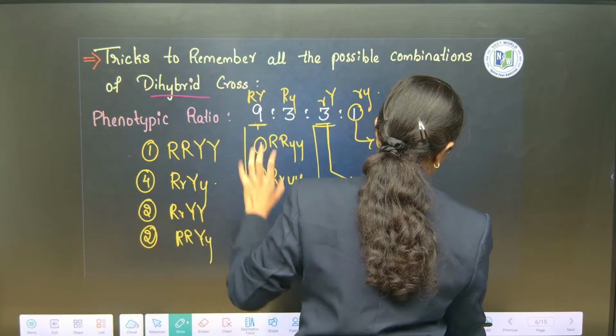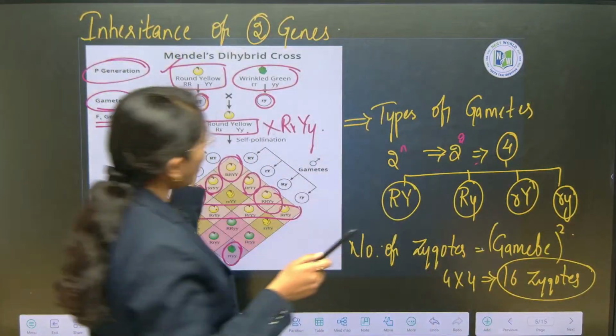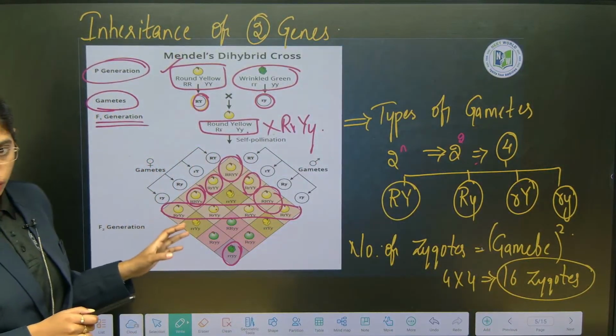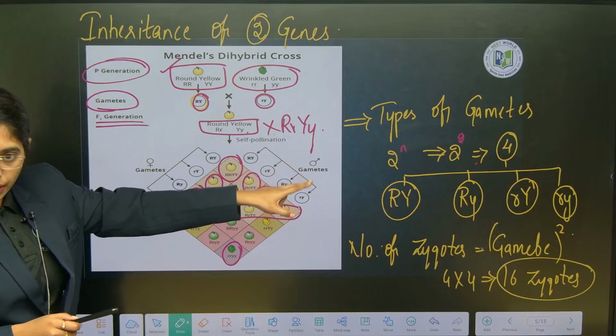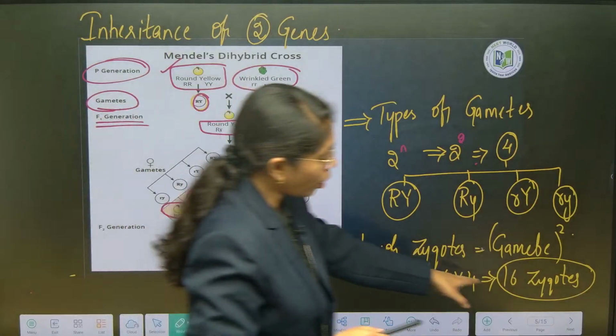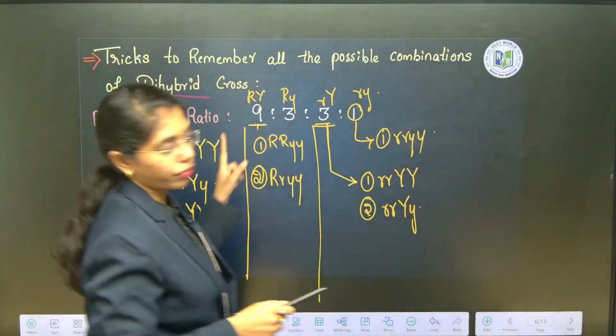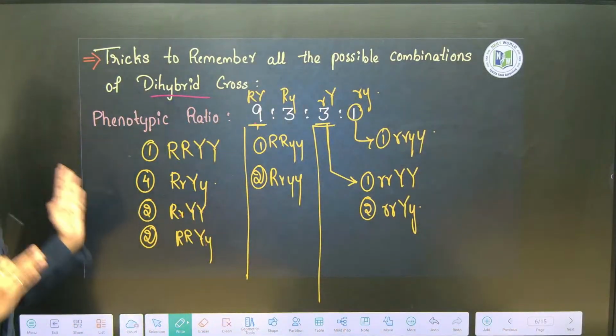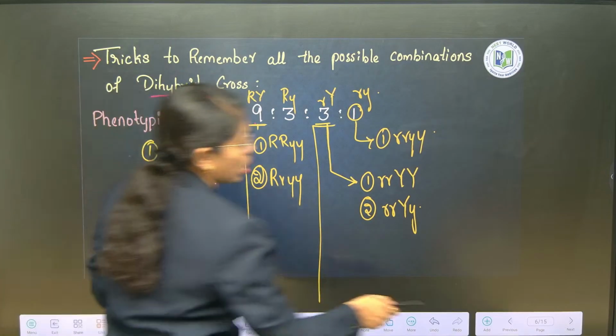From this inheritance of 2 genes, that is dihybrid cross, after knowing how to identify types of gametes and the number of zygotes formed, what are all the possible combinations from the phenotypic ratio? From dihybrid cross, Mendel discovered the law of independent assortment. The third law is the law of independent assortment.